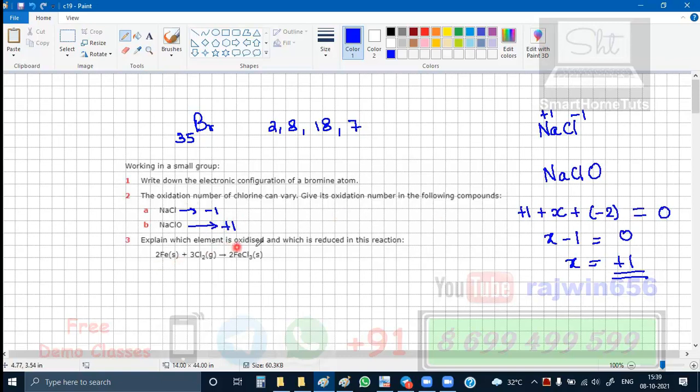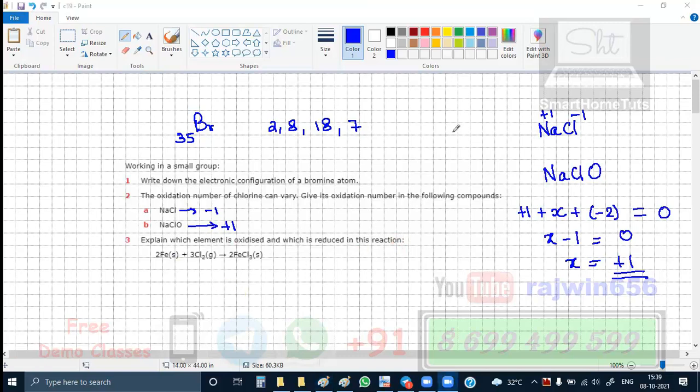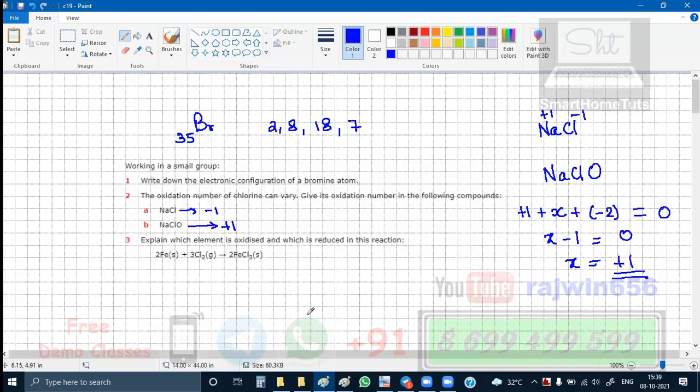Now explain which element is oxidized and which is reduced in this reaction. Did you attempt this question? Yes. What is the answer for this? Fe over here, what is the oxidation number? And in FeCl3, what is the oxidation number of Fe? Here again, there is no charge over here, so oxidation number is 0. FeCl3, Cl is going to be -1, so Fe is going to be +3. Okay, so 0 is becoming +3.